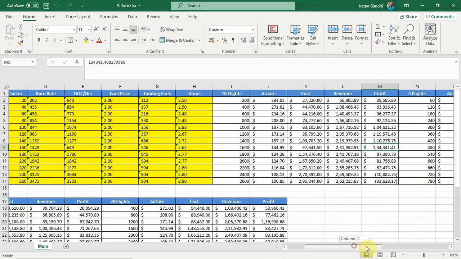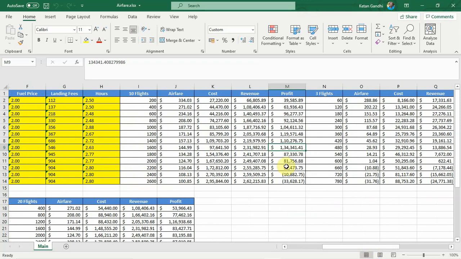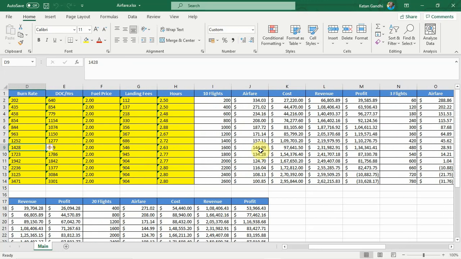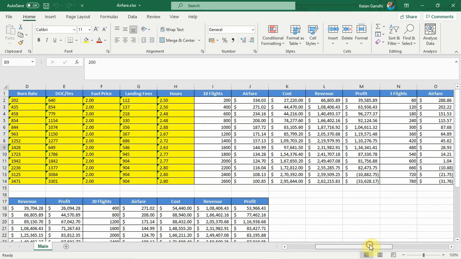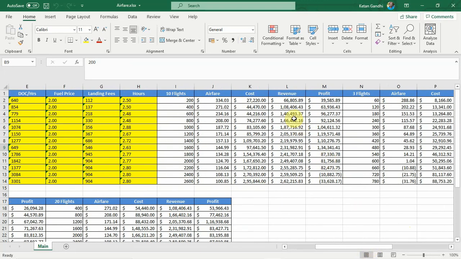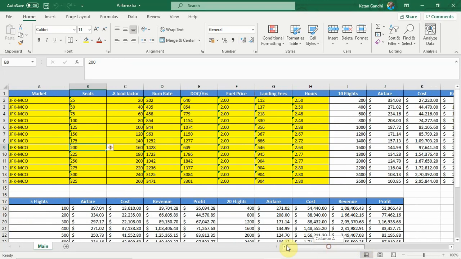Similarly, what would it be for 3 flights per day? If you look at all the values in the profit column, the one we chose, with 1600 passengers and the aircraft size of 200, is the most profitable for the airline if they fly 10 flights per day, in comparison with other aircraft types.